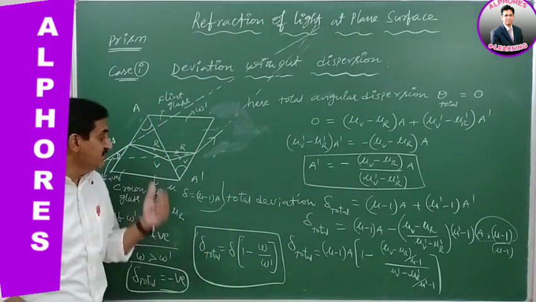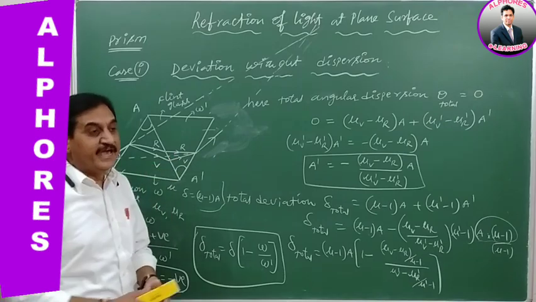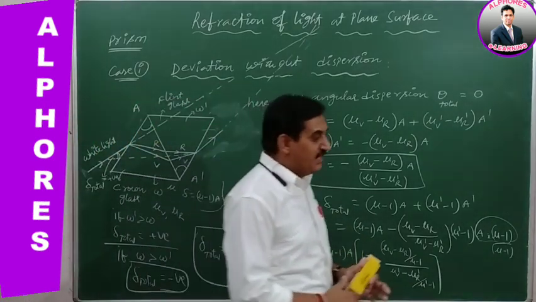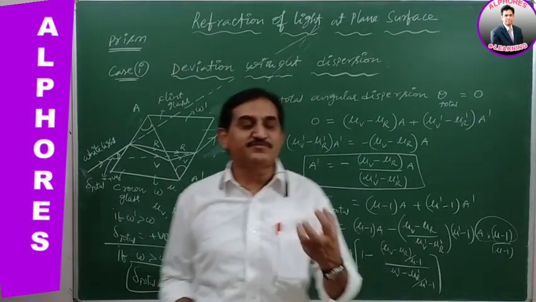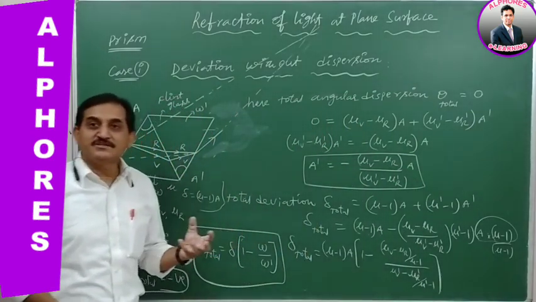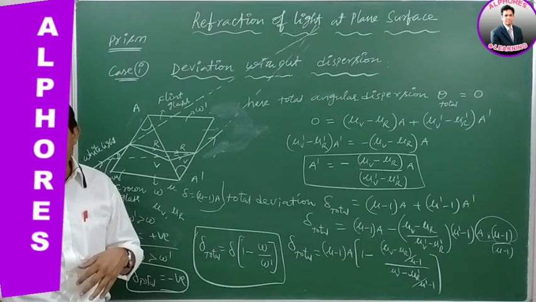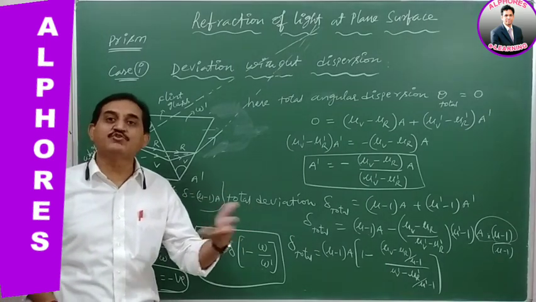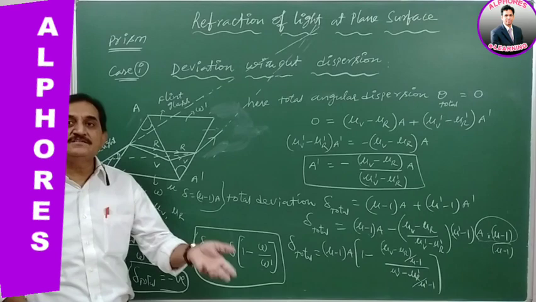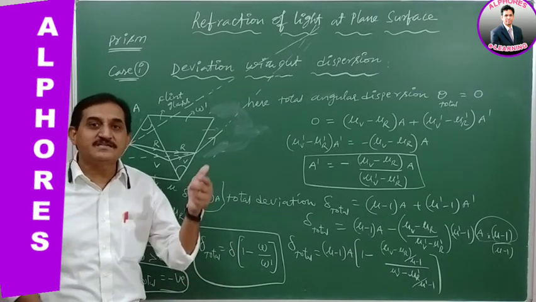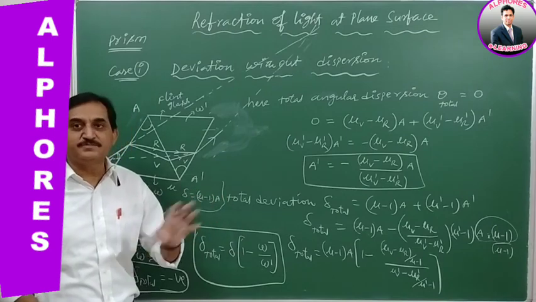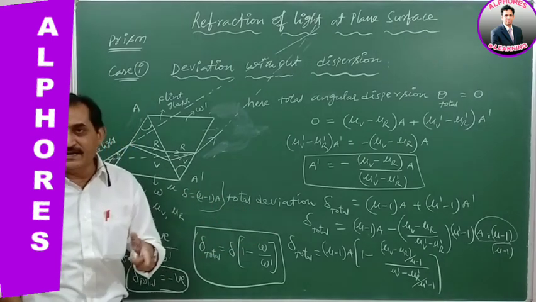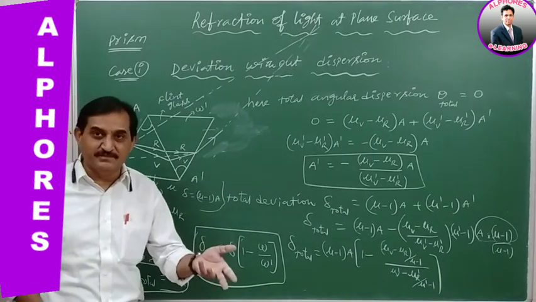Therefore, this combination is said to be an achromatic combination or an achromatic doublet, a combination of two prisms by which the chromatism will be nullified. That is known as achromatism. Achromatism means colors are not separating from white light. When all the colors split up from white light, that is known as chromatism.